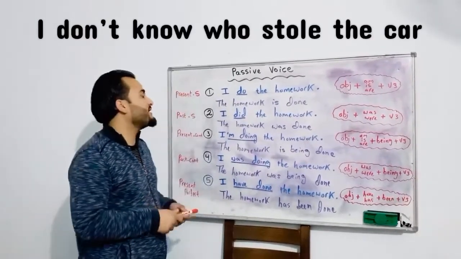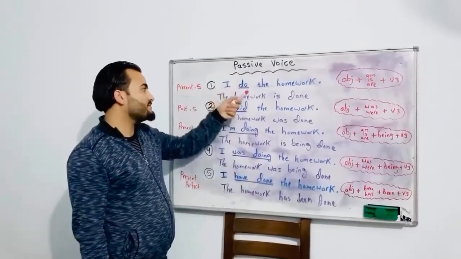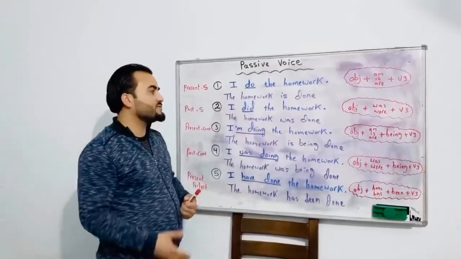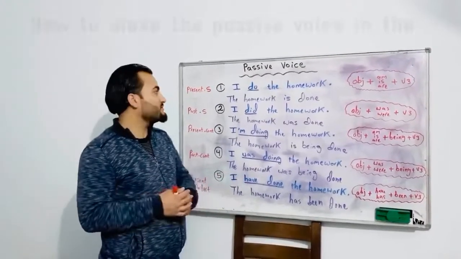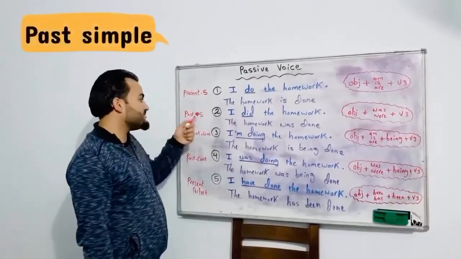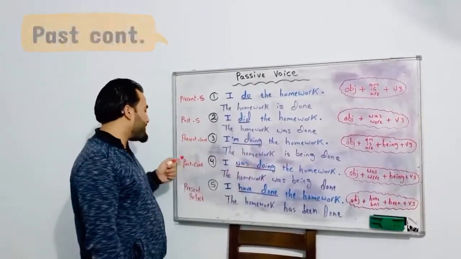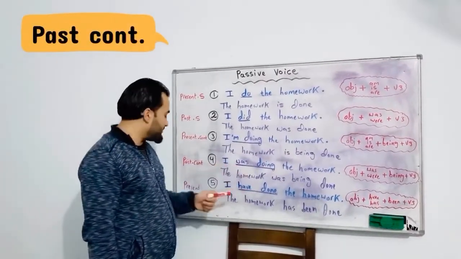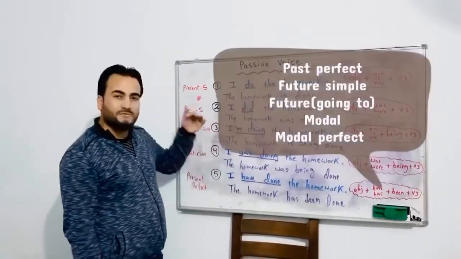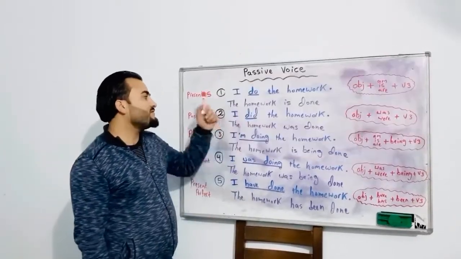Okay, here I have the same sentence. Of course, the verb tense is different. So I use the same sentence here, of course, to make it easy for everyone. So I have do, present simple; did, past simple; am doing, present continuous; was doing, past continuous; have done, present perfect. And in the other part of the video, I'm gonna talk about the past perfect, future simple, and the others. Okay, let's start with the first one.